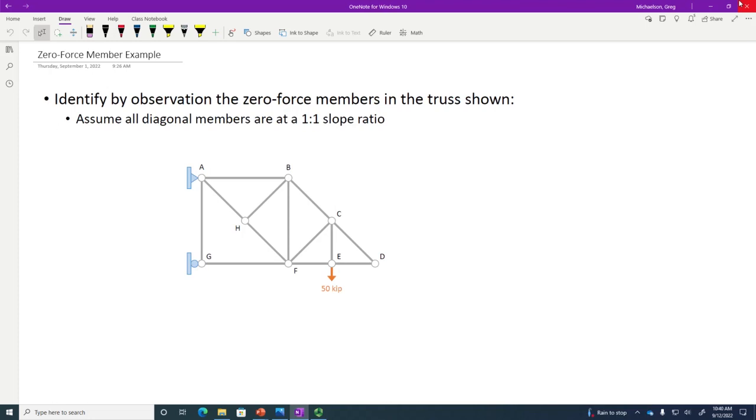Okay? Now, I'm curious. I want to pick your brains a little bit. Is there a joint that you think we ought to start looking at based on the 3 rules I just mentioned? What's that? H. Okay, H. Let's look at H. Okay, why are you telling me to look at H? That was the 3-member rule that we just talked about.